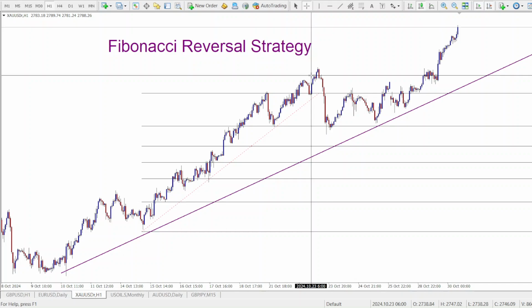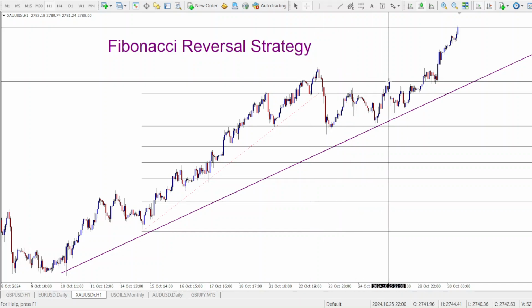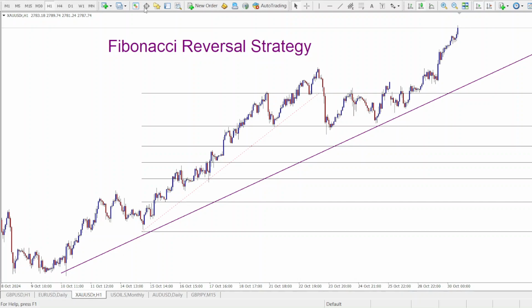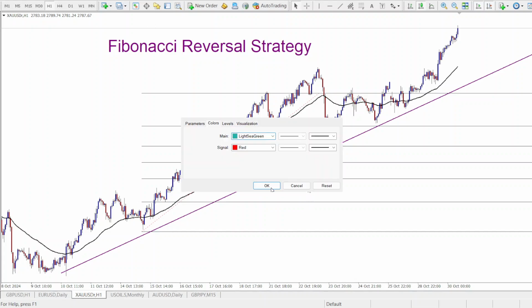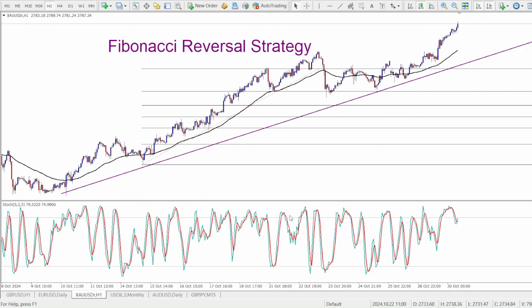Now, Fibonacci on its own is powerful, but pairing it with other indicators makes it even stronger. For example, you can try combining the Fibonacci with trend lines, like I did here. The trend lines can help you identify the direction of the trend. You can also combine it with moving averages for additional confirmation. You can also combine it with momentum indicators such as the stochastics, for example. It can also add to your confirmation.